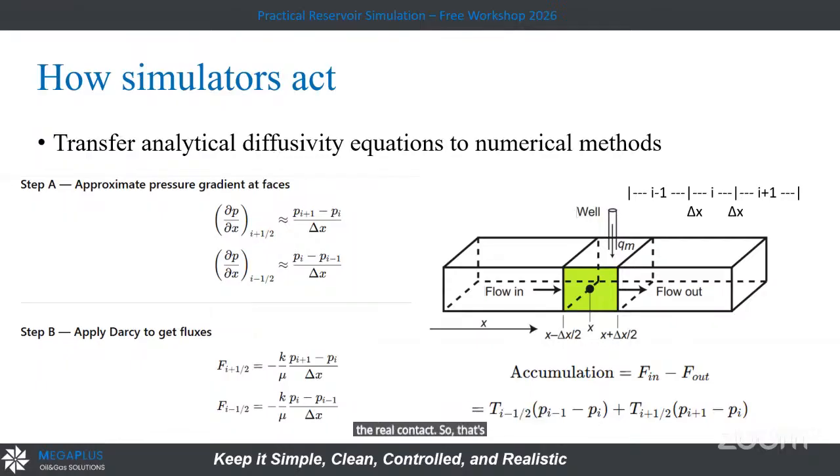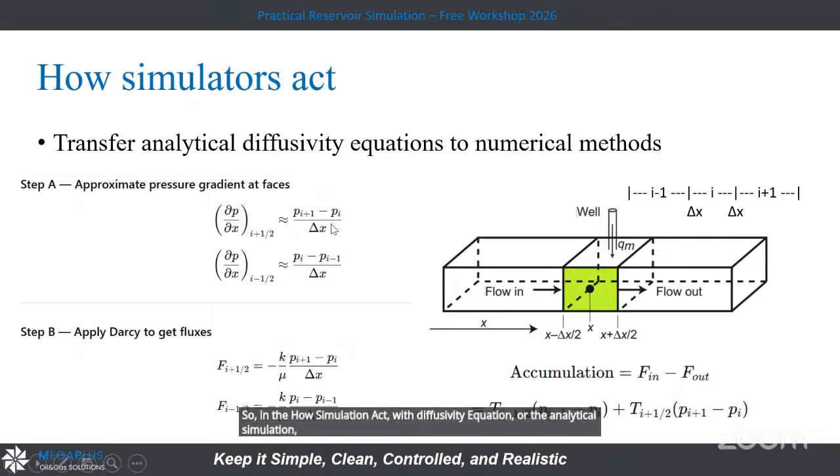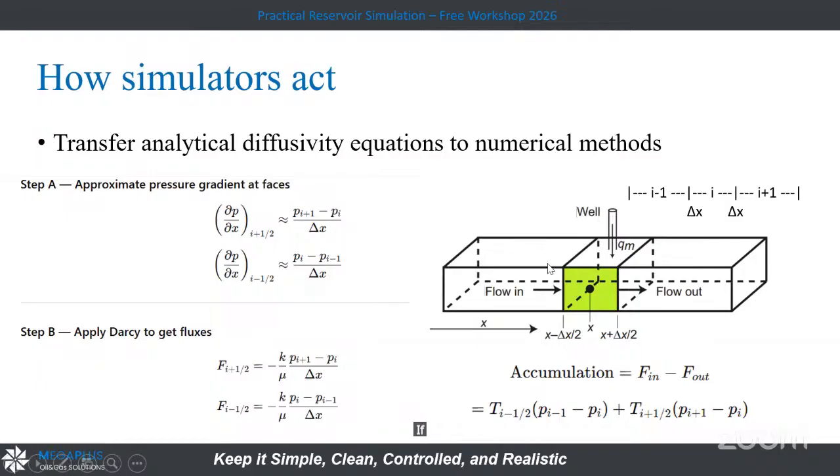So that's why, at contacts, you have to put high resolution cells in the static model in that place. So you have to cooperate with the dynamic before you start with the static. Now, how does the simulation act with the diffusivity equation, or the analytical simulation? It will do something like this. If I have here an x, or a cell, it splits into x divided by 2 plus and x divided by 2 minus, and in each step, or in each distance, it will calculate it like that.